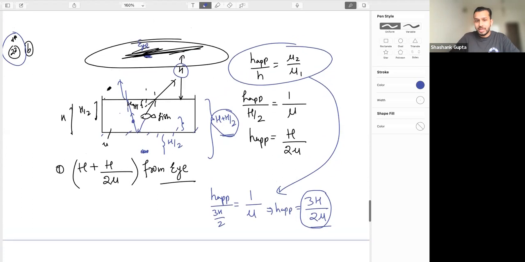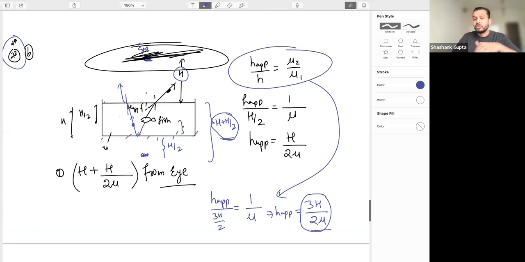So this is the distance h apparent is coming from the interface. You will have to take the distance from the eye because this is what is being asked. So 3h by 2 mu plus h.